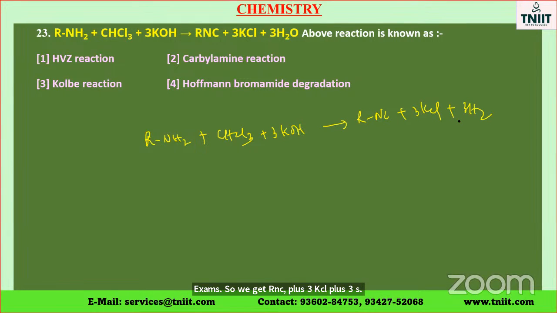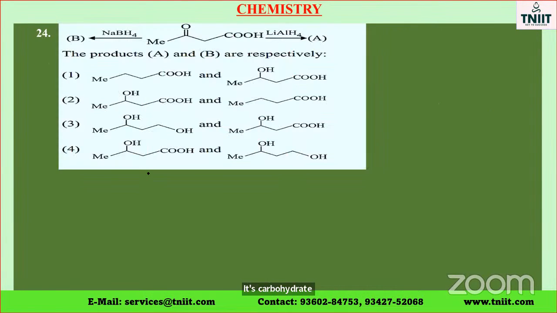The above reaction is known as: HBZ reaction, carbylamine reaction, Kolbe reaction, or Hoffmann bromamide reaction. Formation of isocyanides. It's the carbylamine reaction. Chloroform and KOH give you the carbylamine reaction. The next one.